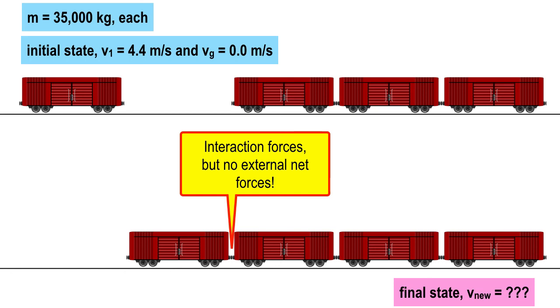Boxcars are designed to be hooked together and then move off as one group. We're also assuming that this is in a level freight yard, which is what they try to do, and that the rails are balancing vertically upward against gravity downward, so that there are no net external forces acting. The only forces acting are the interaction forces within the system of four boxcars. That's an important point. And so, for instance, we're assuming that there's no friction.